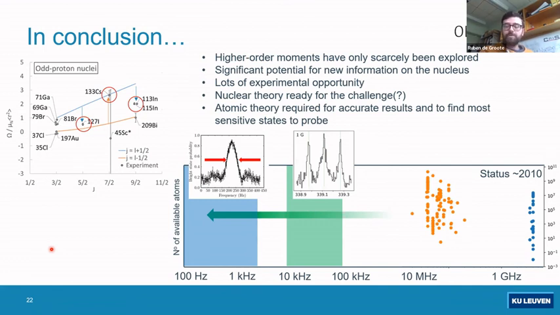I hope as well that atomic theory is also willing and able to take up this challenge. It's not only required to extract the moment from the measurements in an accurate way, but I think also going forward in finding out which atomic state is the most sensitive to the underlying nuclear moment. I think having a dialogue there with atomic theory will be valuable, if not required.